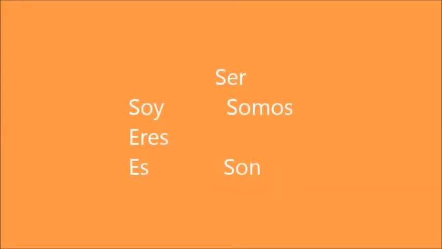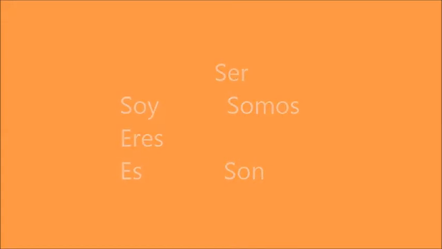Next, let's take a look at ser and estar. Ser and estar both mean to be. Let's conjugate them in the present form. Ser: soy, eres, es, somos, son. Estar: estoy, estás, está, estamos, están.